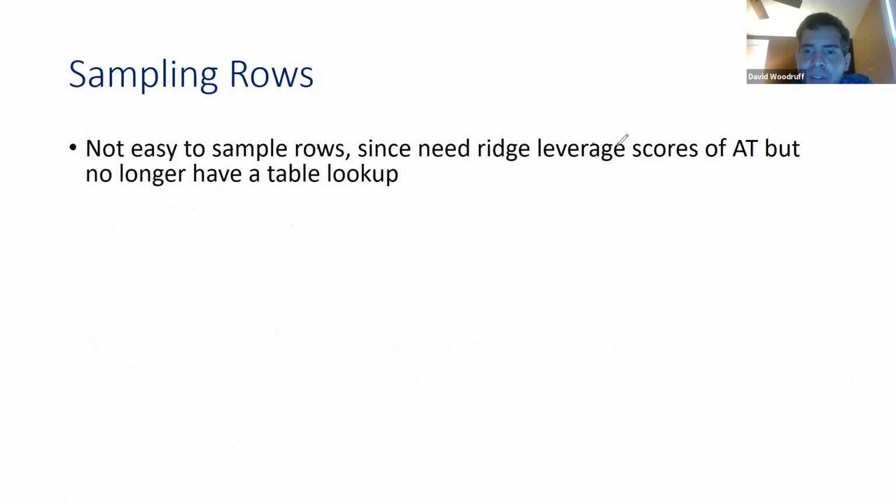Well, we needed the ridge leverage scores of A, and we got them by finding the ridge leverage scores of B and relating them to A. Now we need to sample according to ridge leverage scores of our sampled set of columns, C, which is equal to A times T, as I said. But we no longer have a table lookup for this matrix, or there's no notion of a square root of this matrix and so on. It's not clear how to do this quickly.